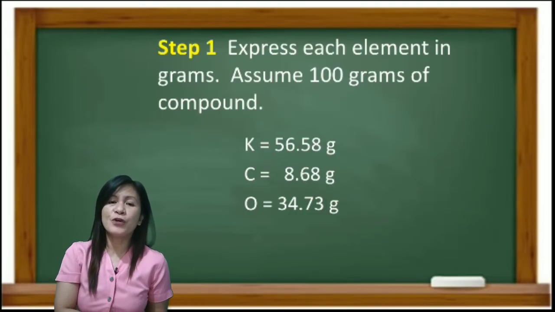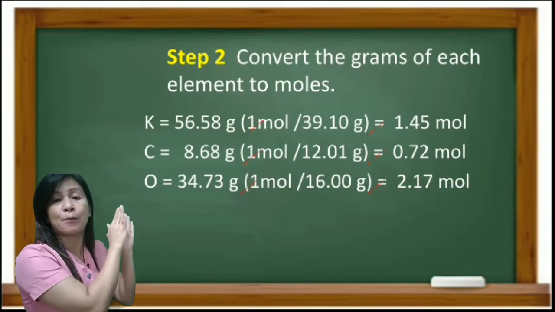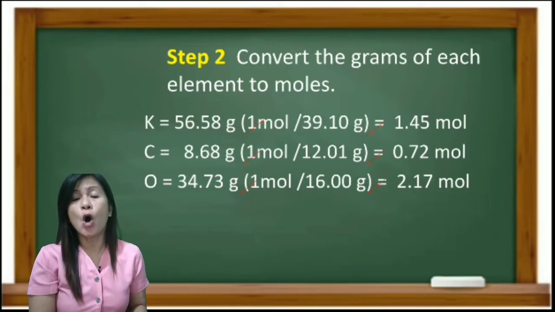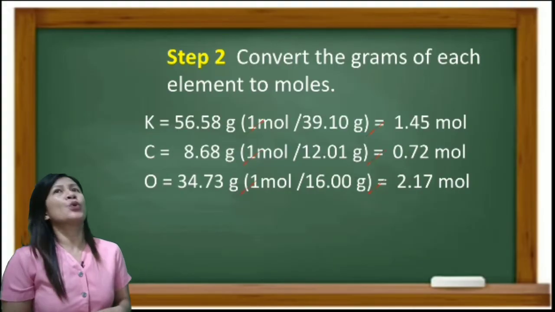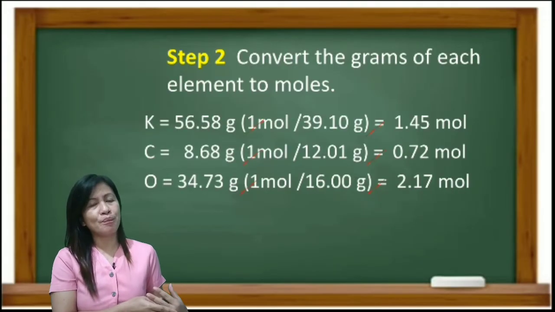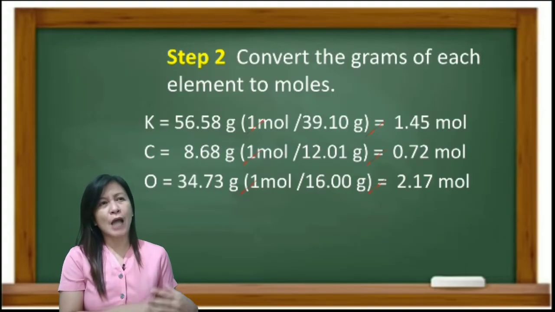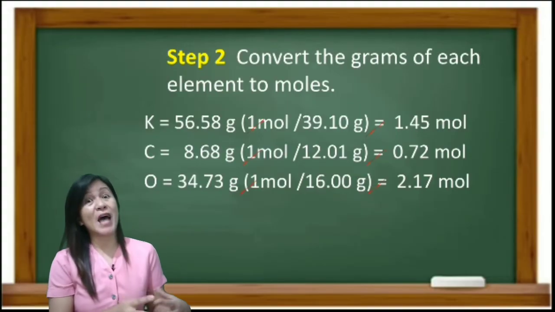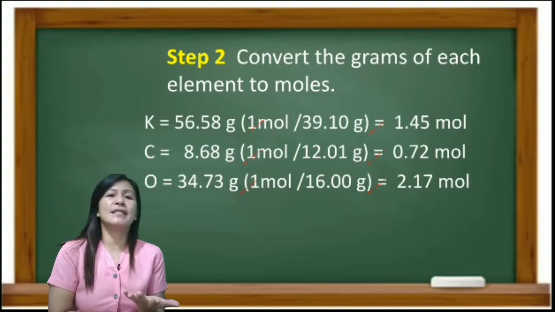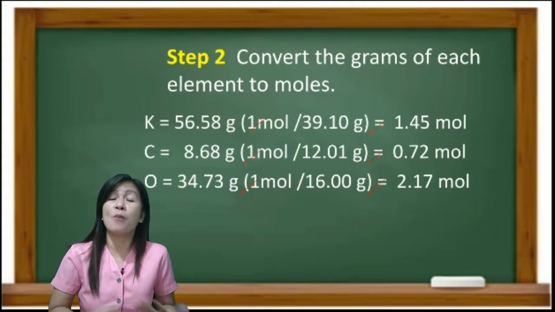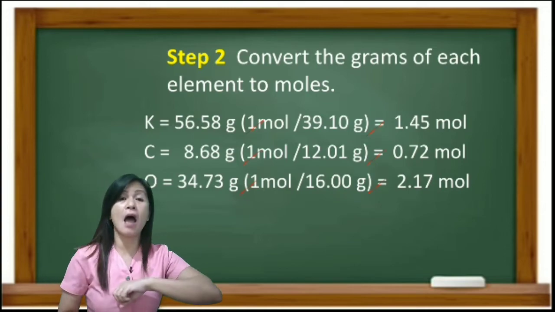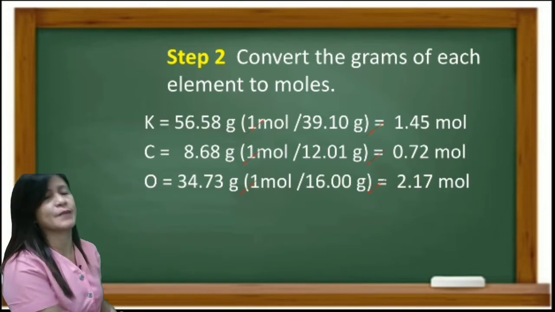Step 2, convert the grams in step 1 into moles. So how do you do that according to the guideline earlier? To convert gram to mole, you multiply by, or use, the molar mass of the elements. Again, as I said, the molar mass of elements is equal to their atomic masses, which can be taken from the periodic table. Let's do this.